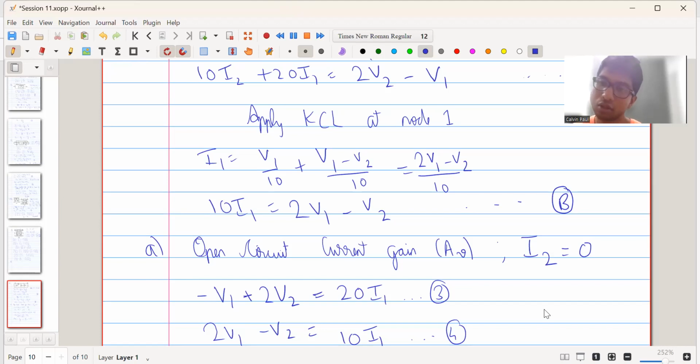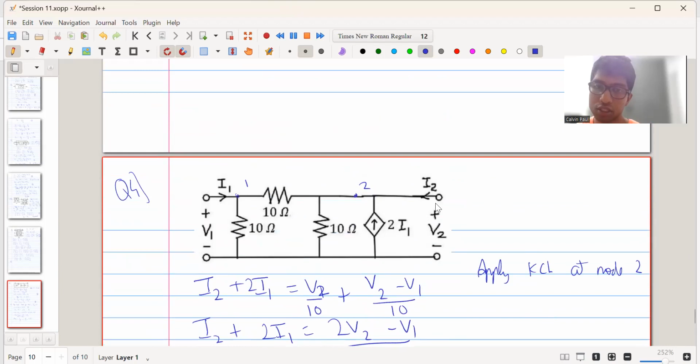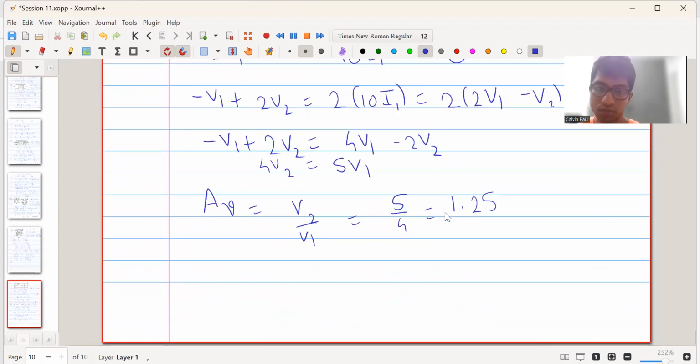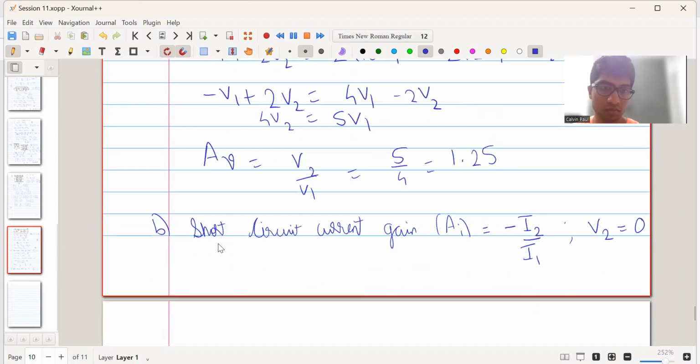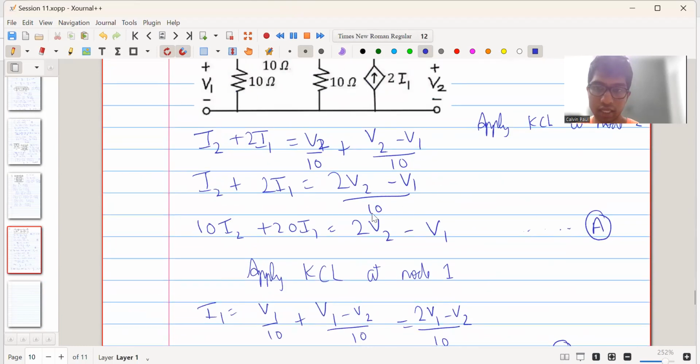Now we want to find the short circuit current gain. So when we do short circuit current gain, we will short this V2, and so we will get V2 equal to 0. So next part is we want to get the short circuit current gain, that is AI, that is equal to minus I2 upon I1. This is at a condition V2 is equal to 0. Now we apply this condition V2 equal to 0 to equation A and equation B.